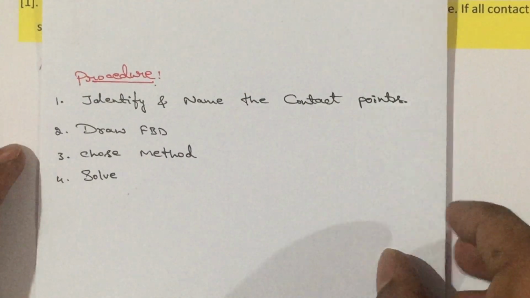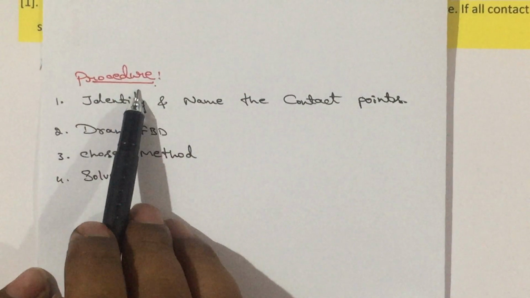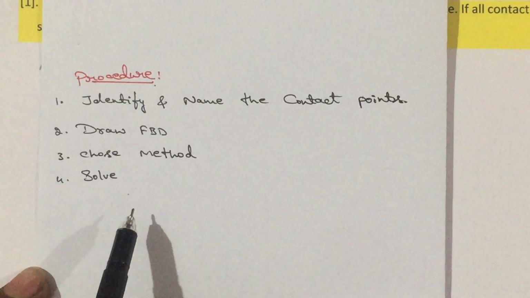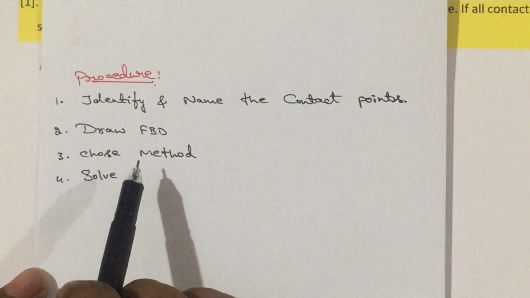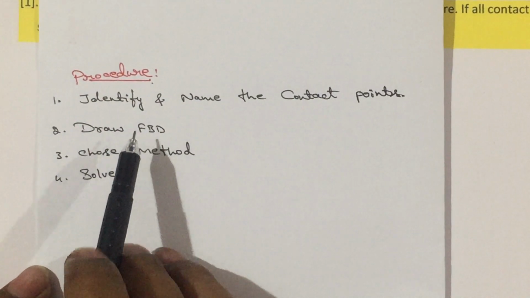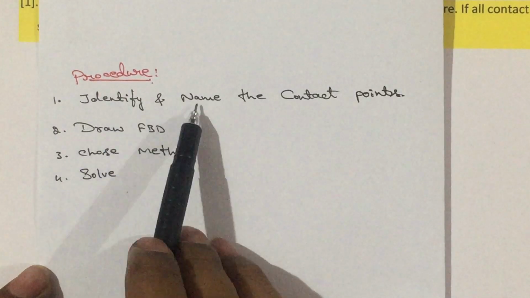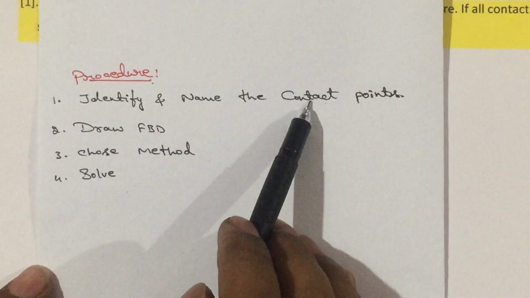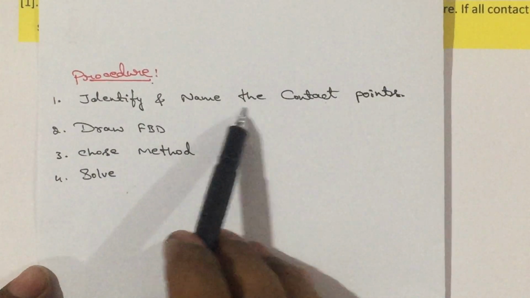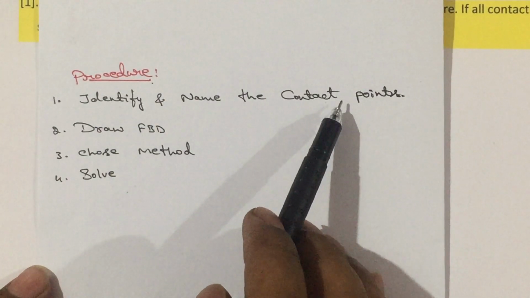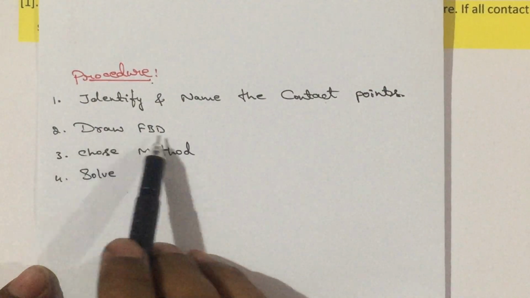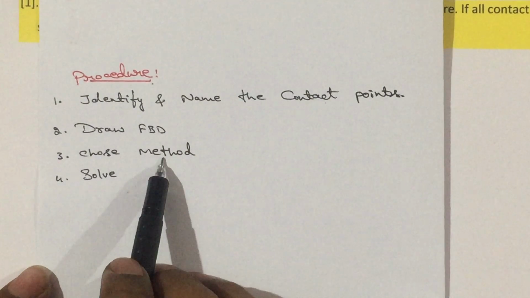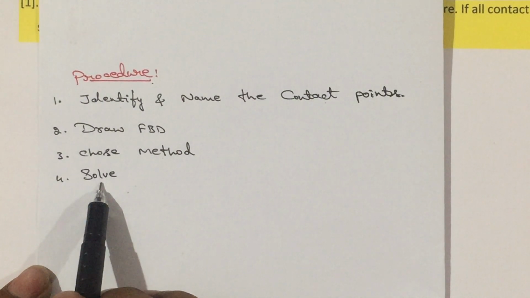Then if we come to the procedure, to solve the ball problems, we are going to solve it in 4 simple steps. Identify and name the contact points. First we need to identify the contact points and name them like 1, 2, 3, 4 or A, B, C, D, whatever it is. Then draw the FBD, then choose the method, then solve the problem.